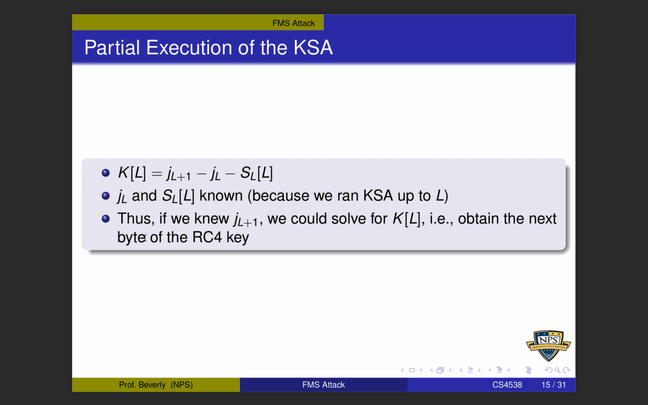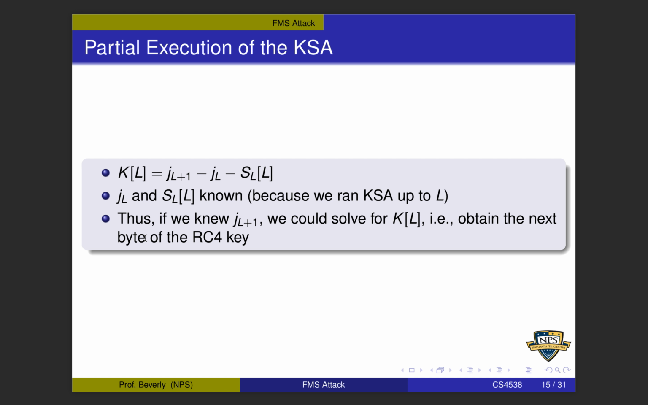Now, if we look at this, what we'll notice is that we have an equation with 4 variables, and only 2 of these variables are known. So we can't solve this equation. In particular, J sub L and S sub L of L are known. Why are these known? Well, we've run the KSA up to step L, which means we know the old value of J, and we know what's in the S box at step L in position L.